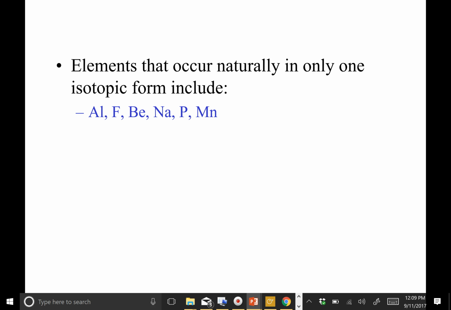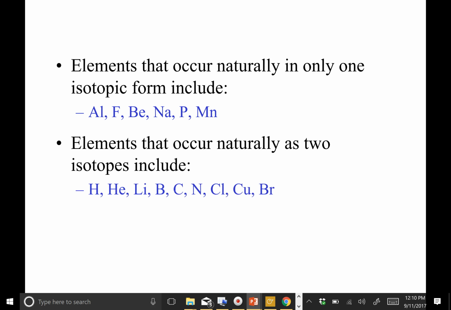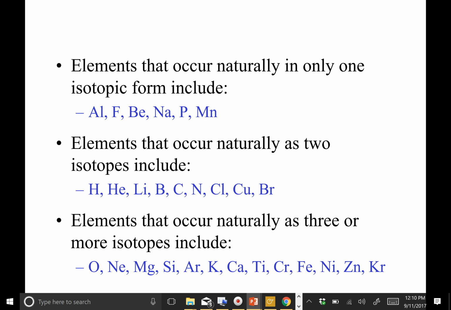Now, this is almost an oxymoronic thing to say, but there are elements in nature that only have one ratio of protons to neutrons in their nuclei. They only have one isotopic form. Now, can you make a man-made form of these elements by forcing a neutron in? Yeah, but it's not natural. These have two isotopic forms, and these have three or more isotopic forms.